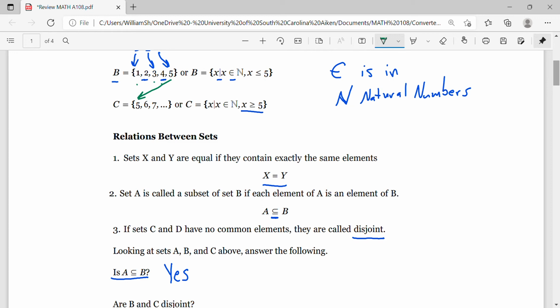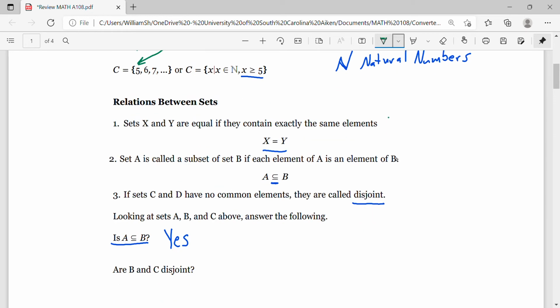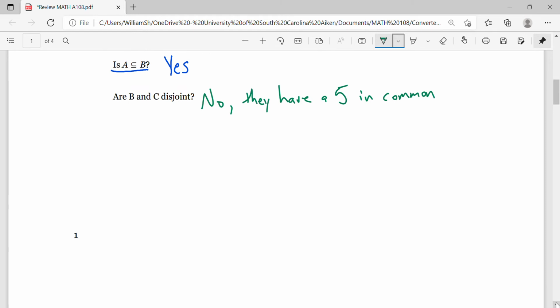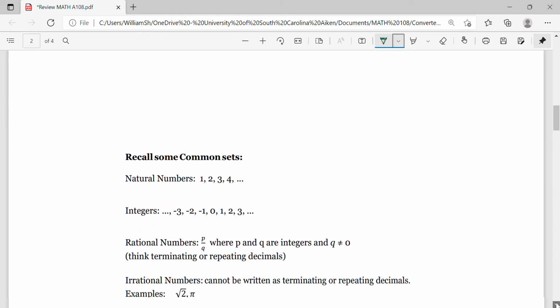So are B and C disjoint? No. Why? They have a 5 in common. Disjoint means they can't have anything in common. So even if they've got the one little thing in common, they're not disjoint.